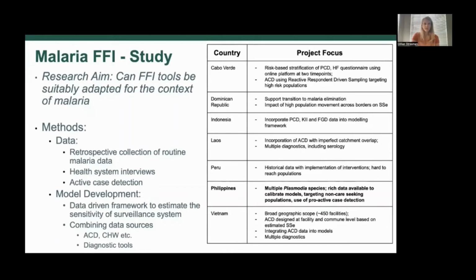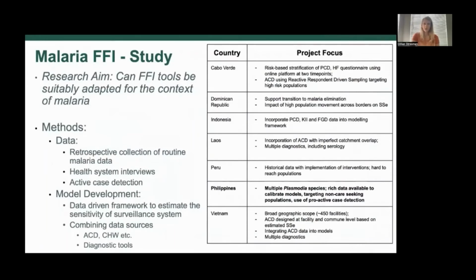The study involved collecting new data, but also a model development component. In terms of the data collection, this involved retrospective collection of the routine passive surveillance data on malaria. This included information like the size of the catchment population, the number of people attending the facility per month, the number of people tested for malaria, and so forth per month. We also conducted health system interviews to get some qualitative ideas for what factors influence the performance of the health system, but also active case detection, where we did some sampling in populations to learn how to combine those datasets.